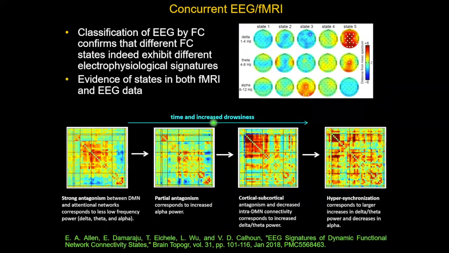There have been a few multimodal studies. Here's one looking at EEG and fMRI collected concurrently. You can show that if you measure drowsiness aspects from the EEG data, it correlates with patterns in the fMRI, going from anti-correlations present in the least drowsy state to virtual hypersynchronization in the most drowsy state.